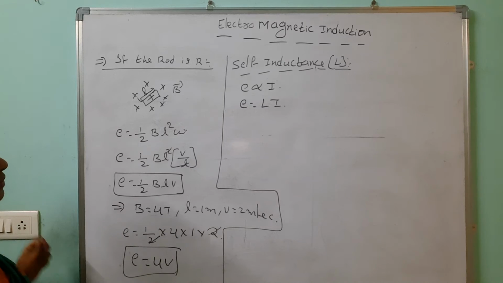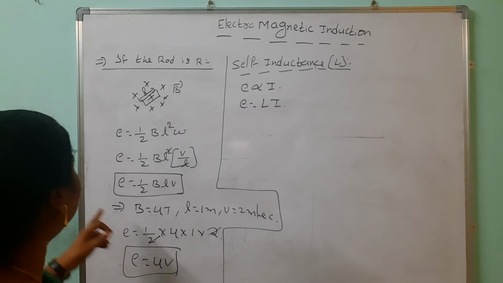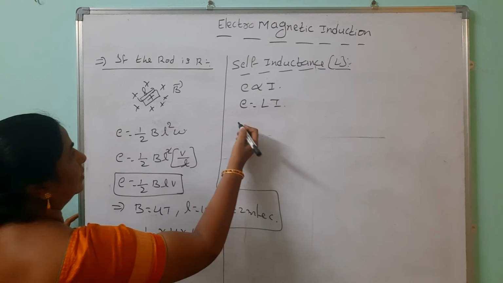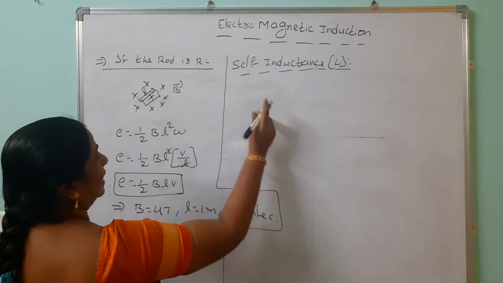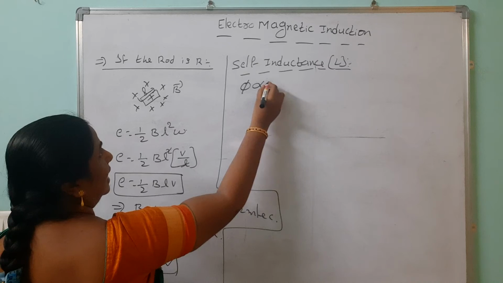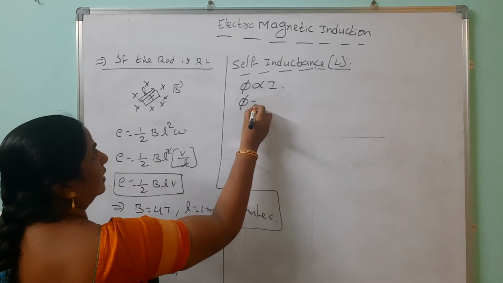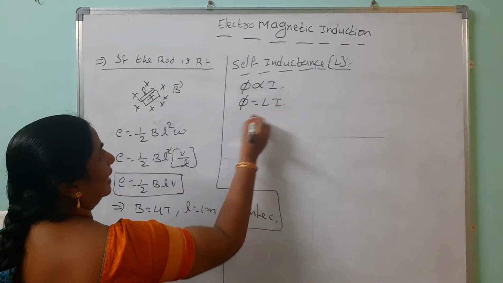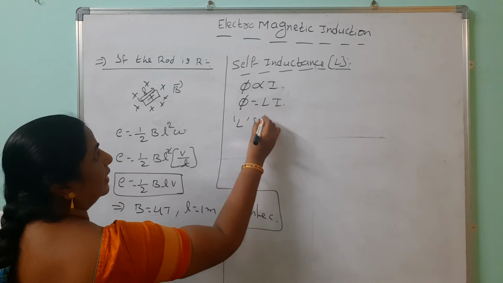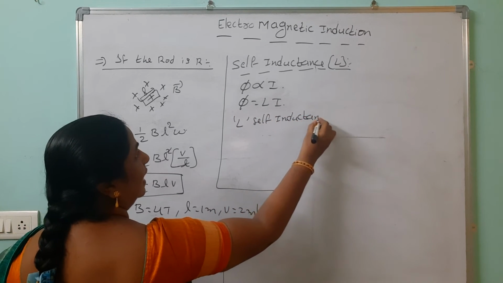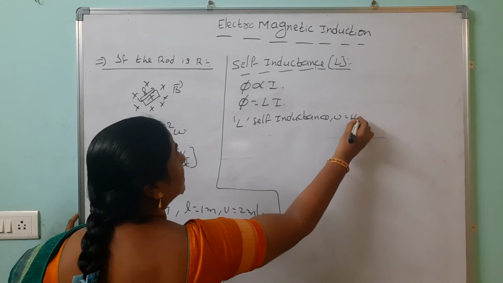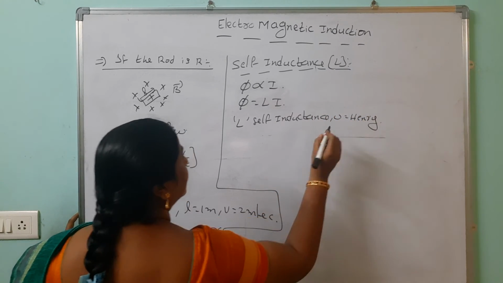But E equals d phi by dt. We know that E equals d phi by dt also. Otherwise, first we take the magnetic flux. Phi is directly proportional to current, so phi equals L into I. And here L is the self-inductance. And the unit is the Henry.